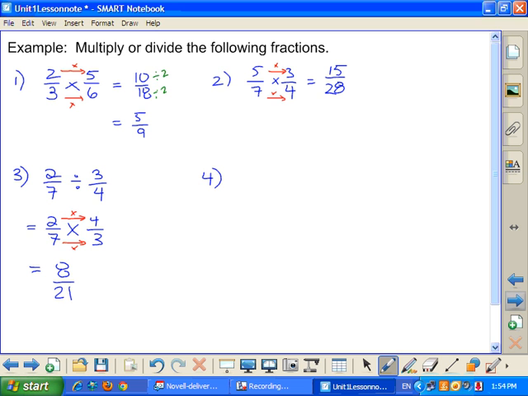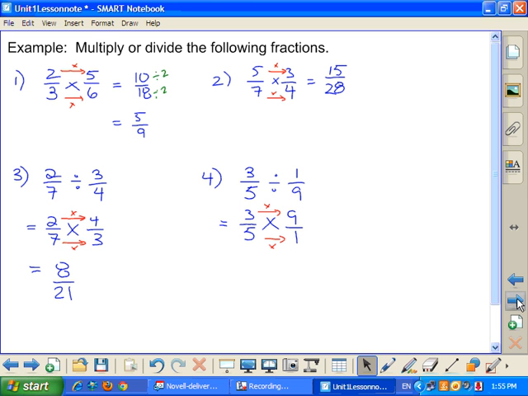Another dividing example. What happens if we have 3/5 divided by 1/9? Okay? So, looking at your steps there, leave the first fraction. Change to multiplication. Flip the second fraction. And now, you just do multiplication.